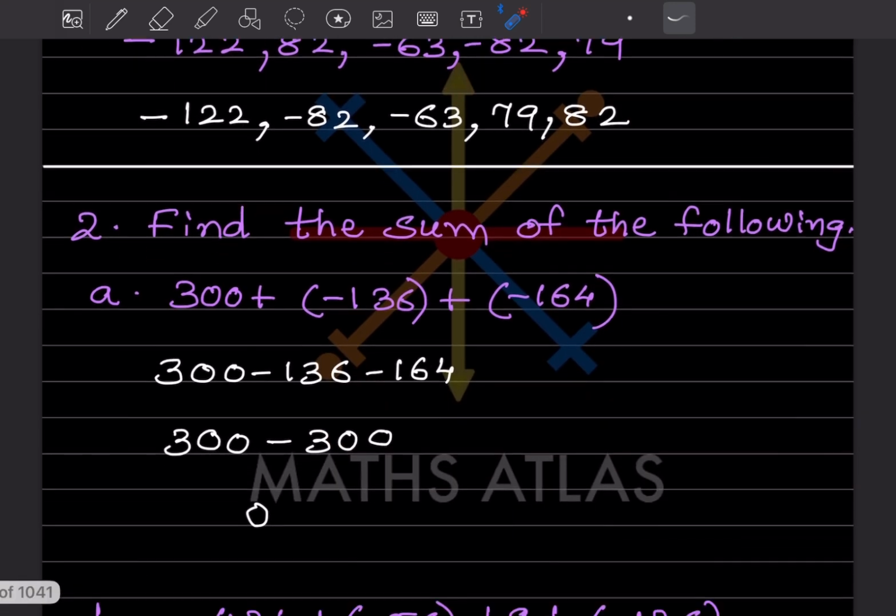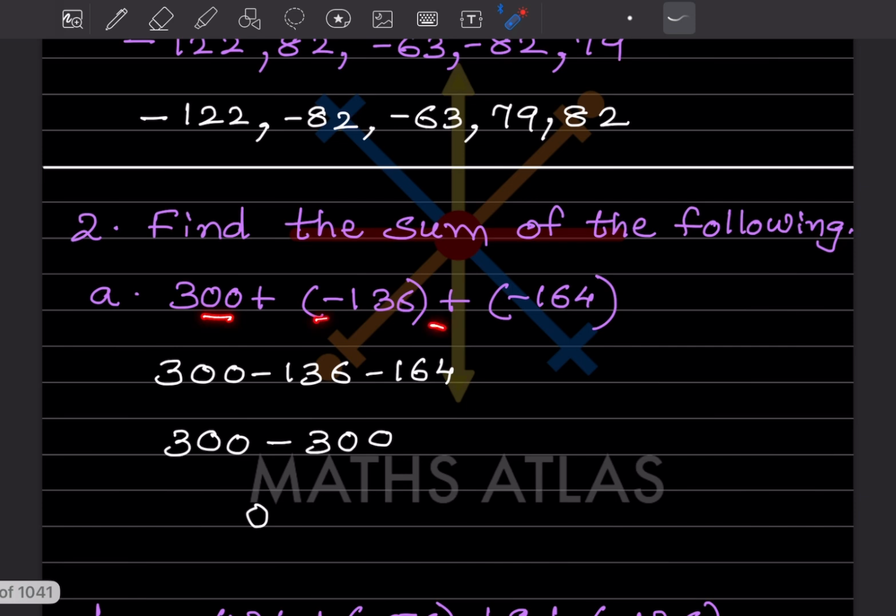Find the sum of the following: 300. So this is the question given. So what will you do? This will be written as it is. This will be minus, and again this is going to be minus 164. So now what will you do? You'll keep this here. You can do it any way.